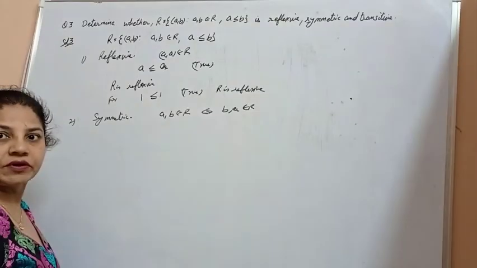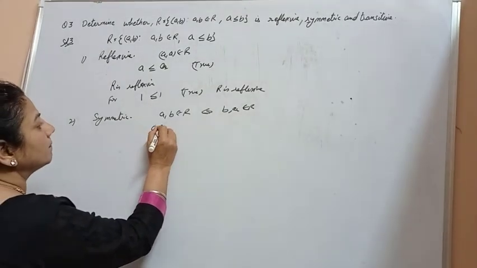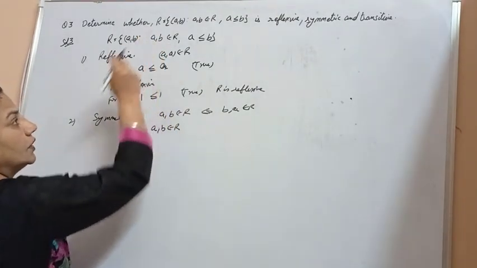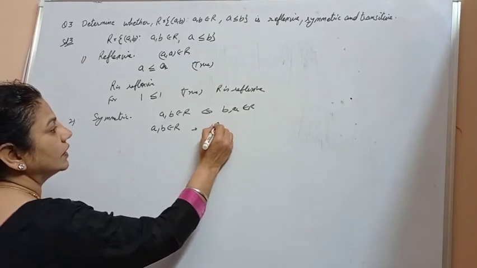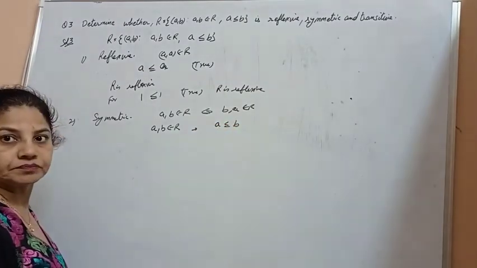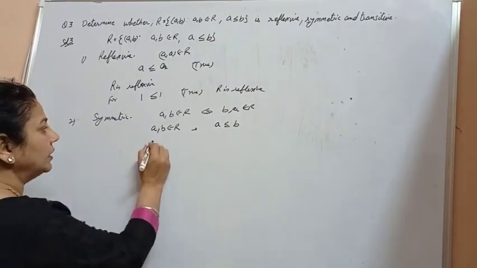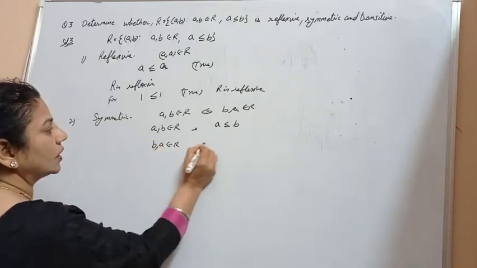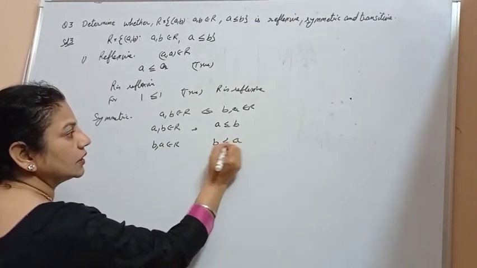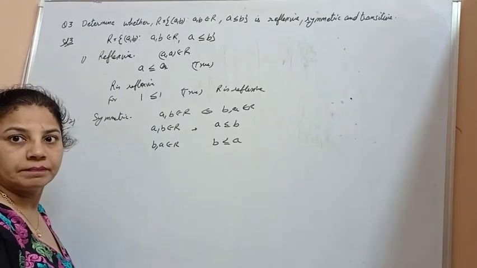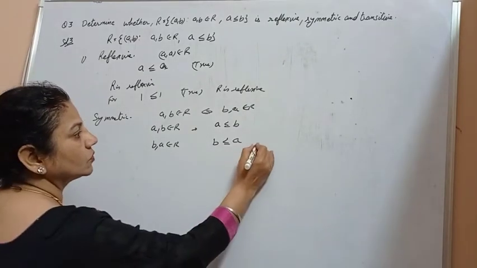For symmetric, (a, b) belongs to R implies (b, a) belongs to R. Let us check whether it satisfies or not. (a, b) belongs to R, according to this relation, we have a is less than or equal to b. For (b, a) belongs to R, b should be less than or equal to a. But this is not true.